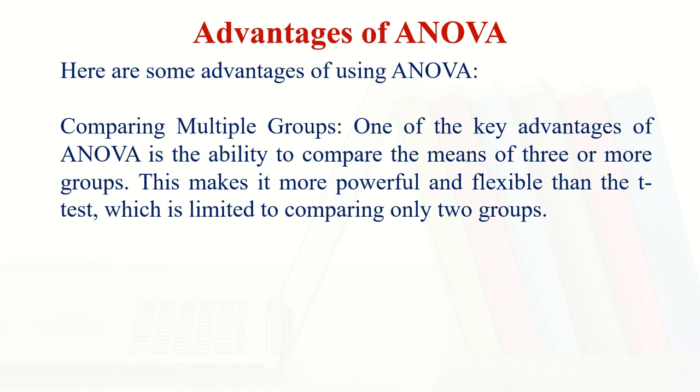So the Anova test has a very good advantage, and this makes it more powerful and flexible than a t-test. A t-test is exactly the same, but compares only 2. But this one compares more than 2, right? Maybe 3, 4 and more.